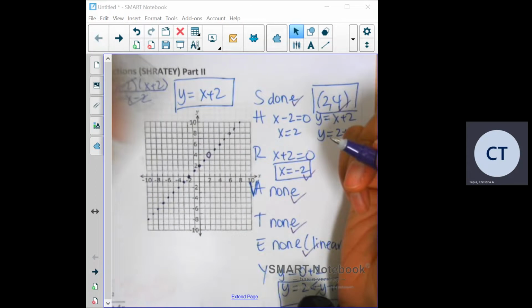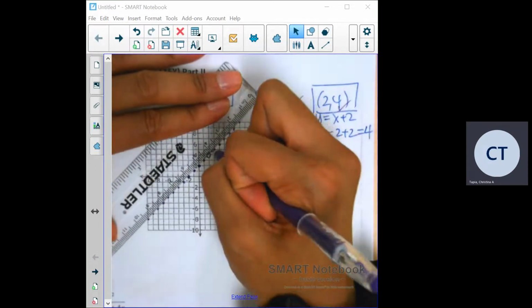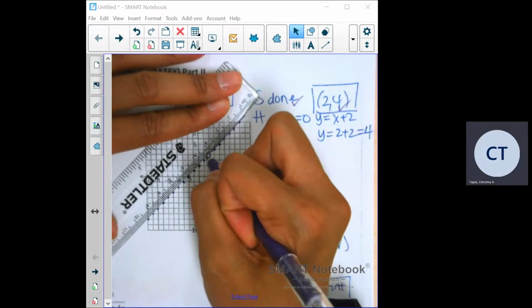And then for this one, this isn't an asymptote. This is your actual graph. So using your ruler, create a straight line, solid straight line.